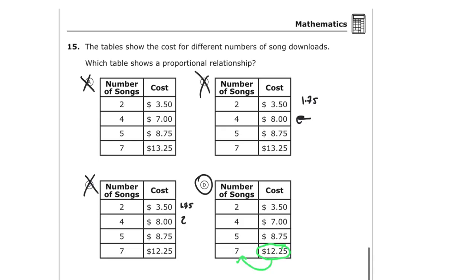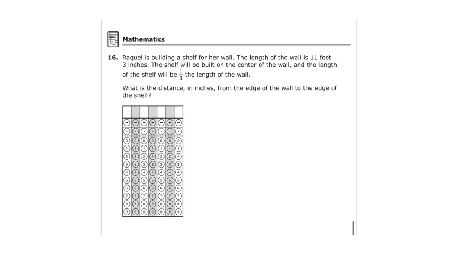Okay, Raquel is building a shelf for her wall. The length of the wall is 11 feet 3 inches. The shelf will be built on the center of the wall, and the length of the shelf will be 1/3 the length of the wall. What is the distance in inches from the edge of the wall to the edge of the shelf?